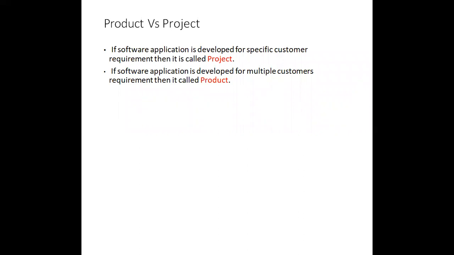A project is a software application developed for specific customer requirements. Generally, for example, we have a customer, and the customer has some requirements. According to his requirements we develop one application, and that is called a project.